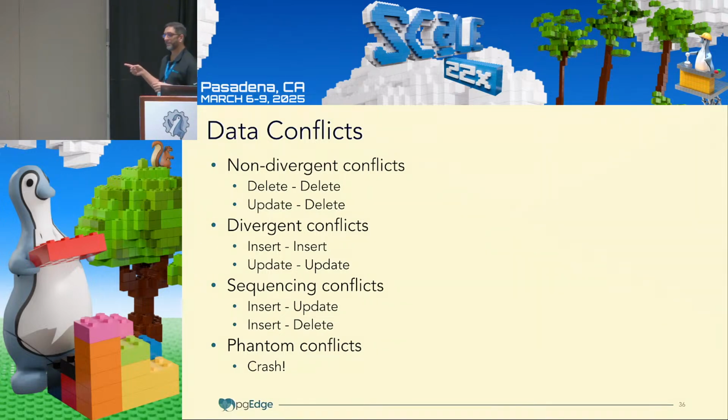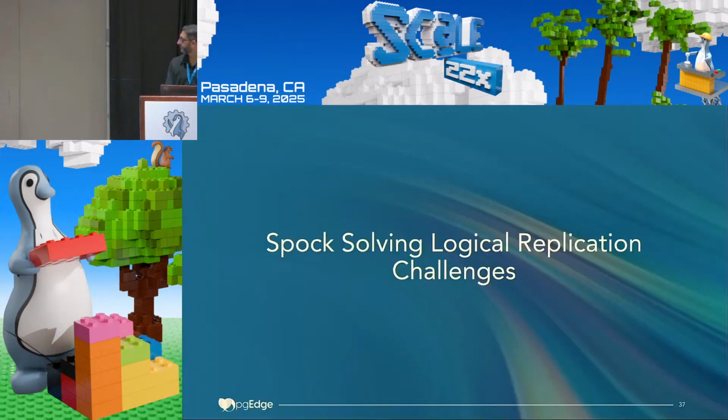And finally, you have phantom conflict, where while you're processing and applying those changes on the subscriber, you want to inform your replication slot on the publisher that I have made this change. I have applied this change. But what happens if you actually crash before informing the publisher? It's going to resend that transaction, and you're going to reapply that, and it can have any kind of issues.